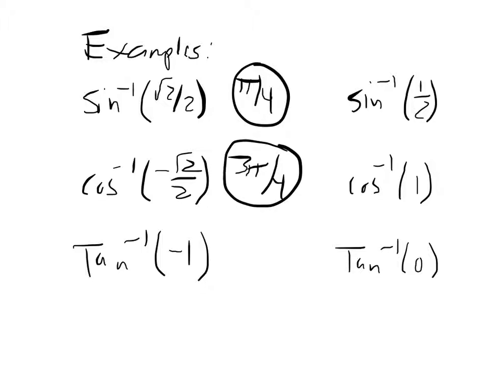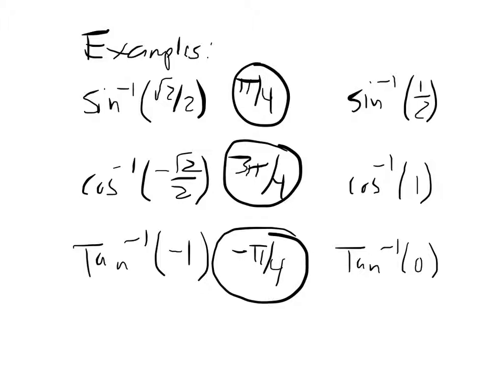Tan inverse of negative 1. We remember that we're looking for an angle whose tangent is negative 1 between negative pi over 2 and positive pi over 2. And that answer would be negative pi over 4.